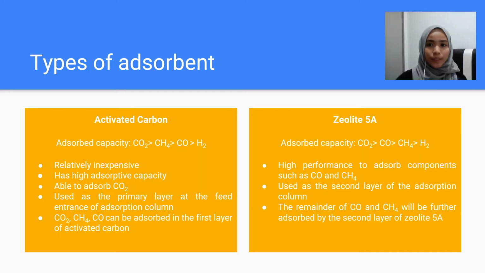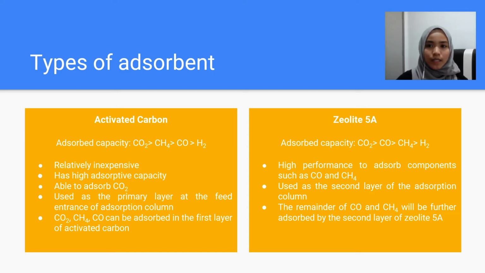This combination of activated carbon and zeolite is used in each column because activated carbon is less expensive and more economical than zeolite. Activated carbon also has a high adsorptive capacity due to its high surface area, pore volume, and pore size distribution. Other than that, activated carbon is able to adsorb carbon dioxide, meanwhile zeolite is mainly a high-performance adsorbent for components such as methane and carbon monoxide.